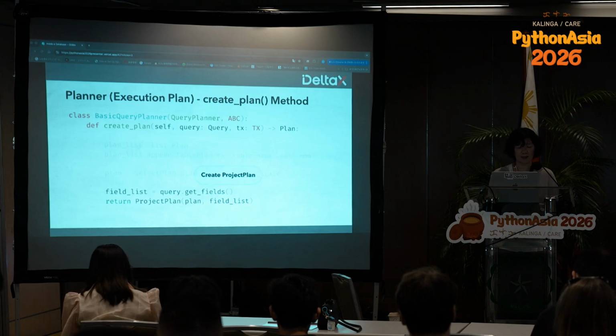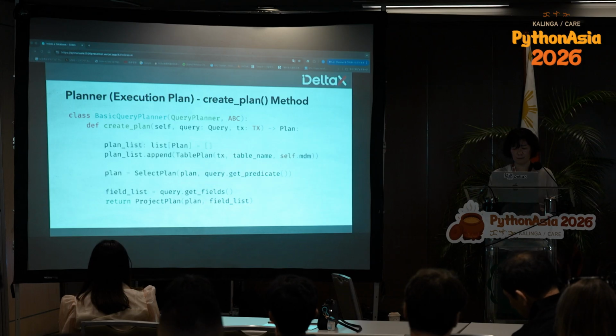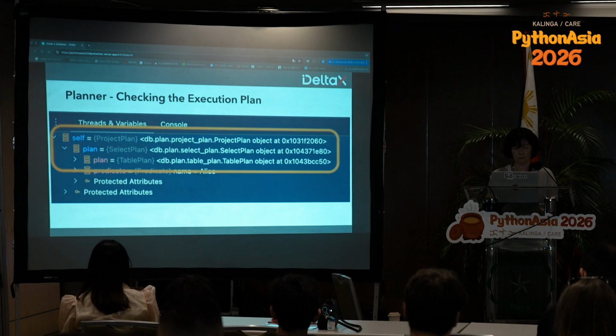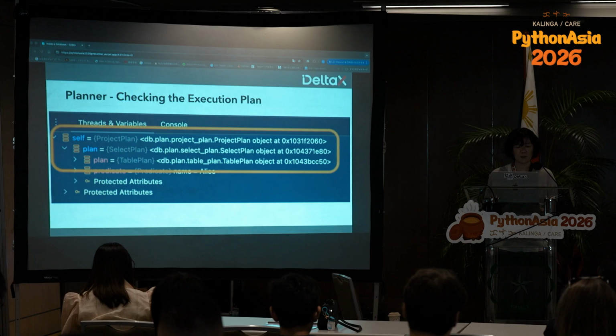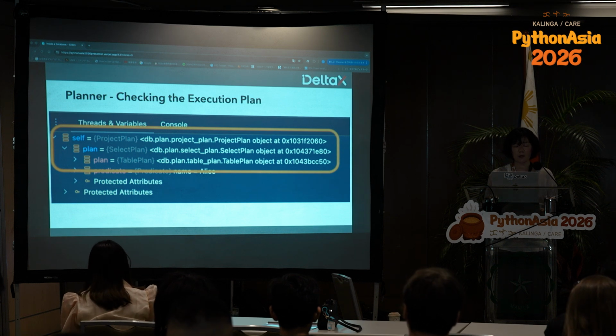Note that select in select plan does not mean the select statement. It means filtering with the where clause. These names come from relational algebra. Looking at the debugger, you can see project plan contains select plan, which contains table plan. This is pipelined query processing. We don't need to create intermediate tables, which makes processing more efficient.